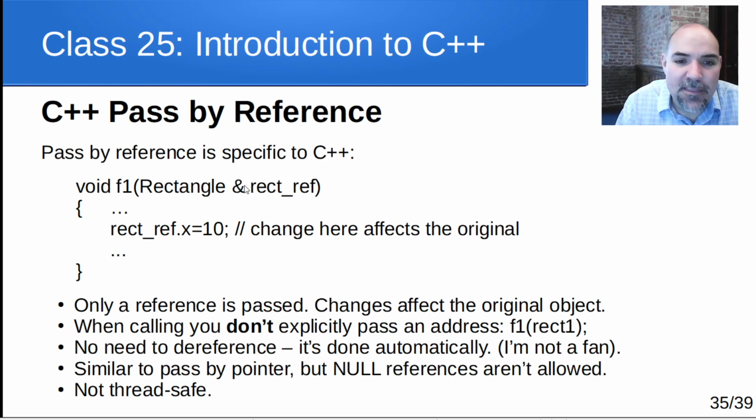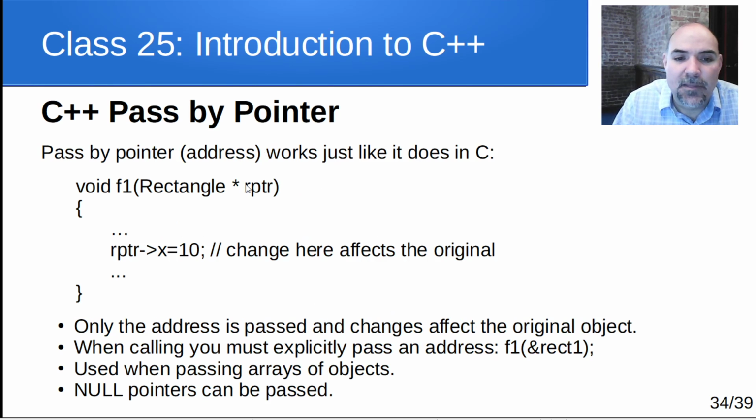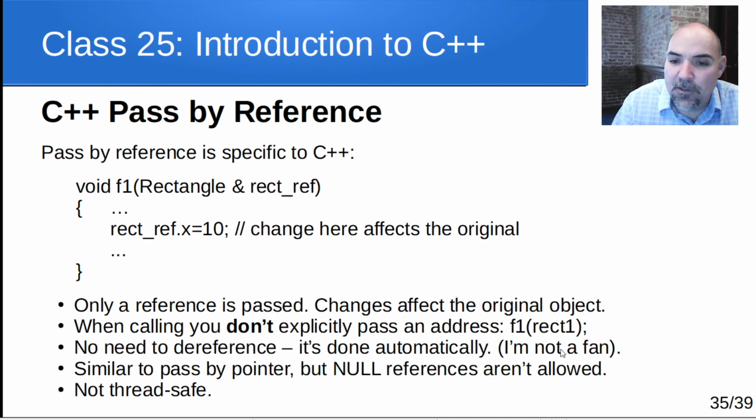Now, I'm not a fan of that. I actually don't like this feature of C++. Since pass by pointer can do the same kind of thing, but you explicitly have to pass the address, that's more clear in the code. I can tell in this function call, hey, this function f1 is getting the address of this rectangle. It could be changing that. But looking at this one, when you call f1, you're passing a rectangle. This function could be changing that object, and we can't tell by looking at that function call. It's doing some mysterious behavior that I, as a programmer looking at the code, cannot tell.